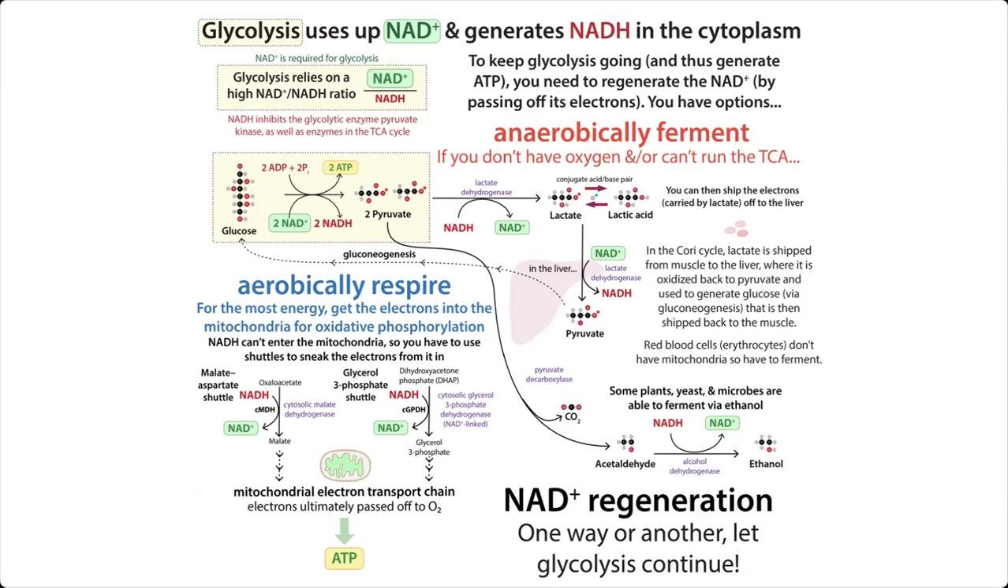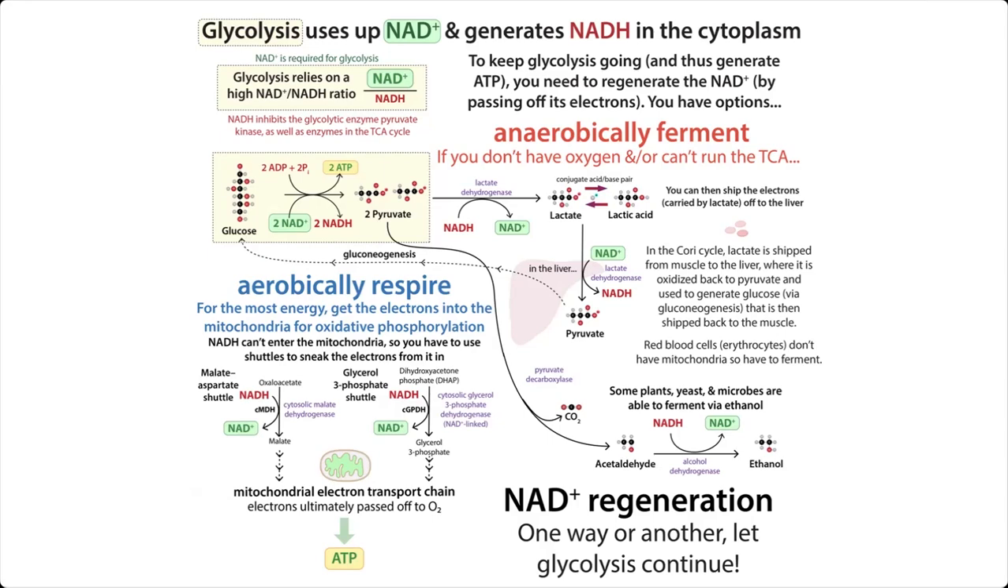This can also happen if you don't have enough oxygen or if you're working too hard and you run out. You can't keep up, like your muscles. In those cases, you want to keep doing glycolysis to get that ATP. However, you can't do the aerobic respiration. You can't do the stuff that actually requires oxygen, the stuff in the mitochondria, all that electron transport chain and oxidative phosphorylation.